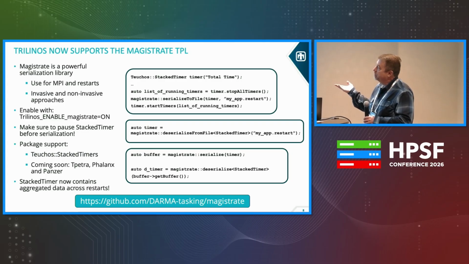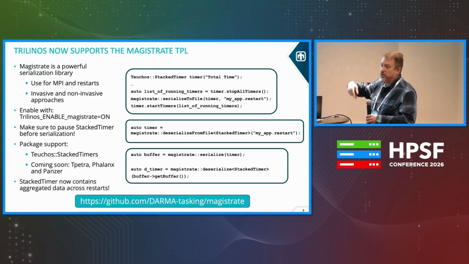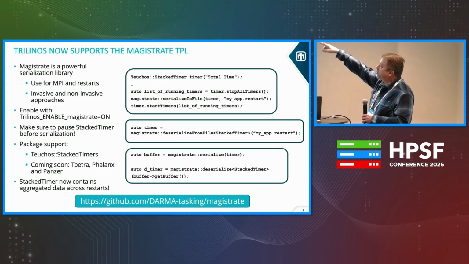For the stack timer, we actually added Magistrate. It's off by default, so it's experimental at this point. But if you enable it, it'll download automatically during the configure process if you don't check out your own version under the package directory. From here, this is just a simple example. You can create a stack timer. If you want to store the state before you turn it off, you can just call stop all timers and get a list of the running timers so you know the state. Then you can just call serialize to file, and then you can restart the timers.